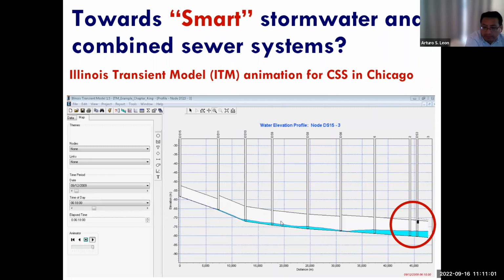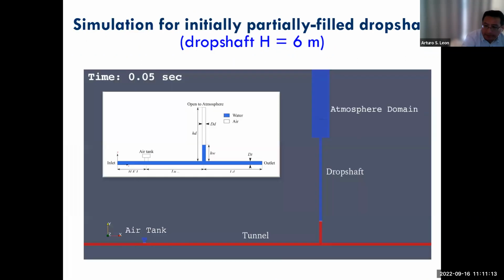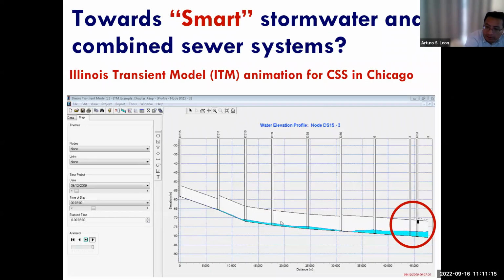This is a simulation of the combined sewer system of the Calumet system in Chicago. As you can see here, I don't know if you can see it on the circle, the gate is opening. So if we want to minimize sewer overflows, we have to know what to do with the gates. We have to operate those gates to minimize sewer overflows, right? The idea is to maximize the utilization of the combined sewer system. And then we have to simulate those things.